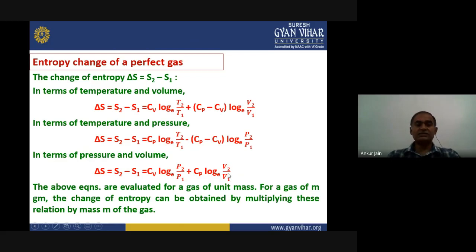It is important to note here that all these equations are calculated for a unit mass of gas, right? For the gas with a unit mass. If we need to consider the mass of the gas, in that case, we need to multiply these equations with the mass of gas. That means for the gas of m gram, the change of entropy will be m into this term. Similarly, it will happen for all the three relations.